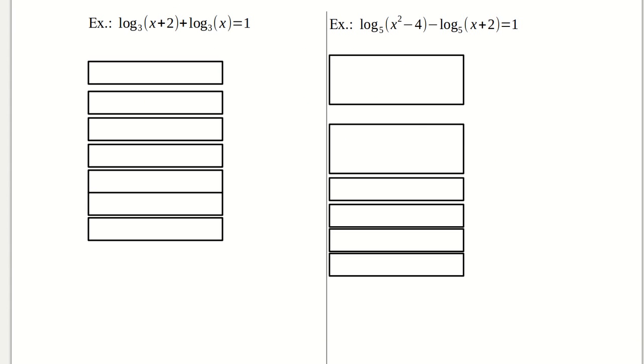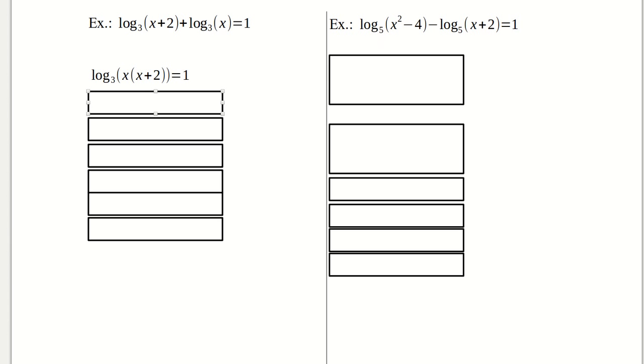Okay, so here we are working through several of these examples. In this first example, notice that there are no coefficients, so we don't need to worry about step 1. And notice that the bases are the same, so we're all set for step 2. So we're going to use the product rule that gives us the product of those two arguments. We're then going to translate.